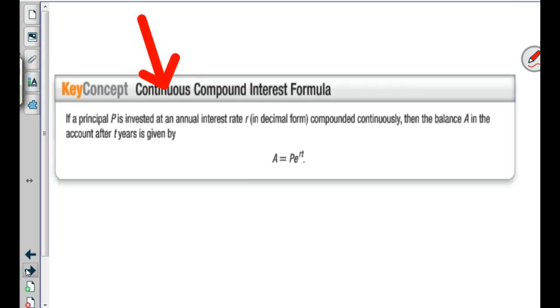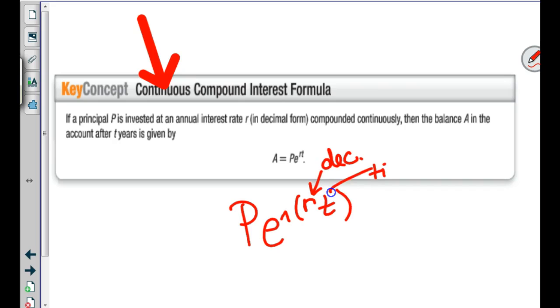Continuous interest, which is not compounded daily or monthly, it's continuous, is this PERT formula. P stands for present value, or principal, is what it really stands for. E to the power of the rate, which must be a decimal, times T, which is time in years. And that will give you A, which is the account balance or the future accrued value.